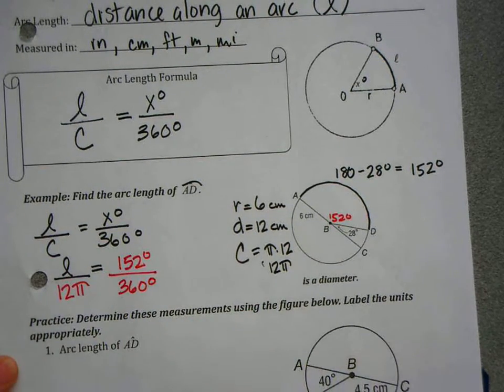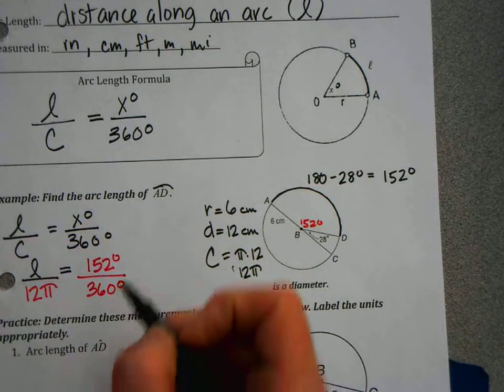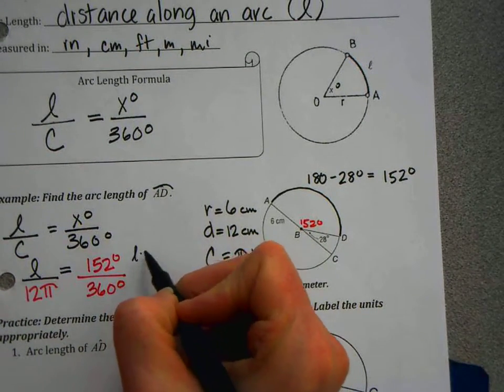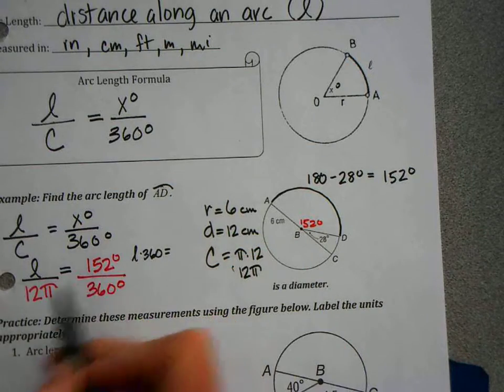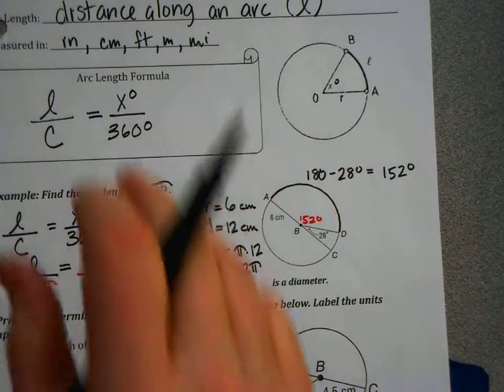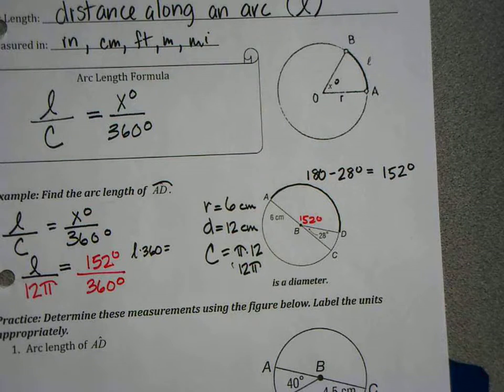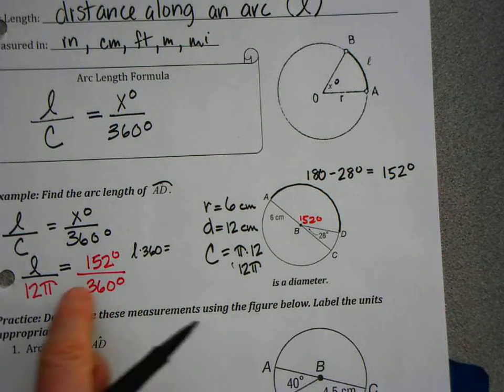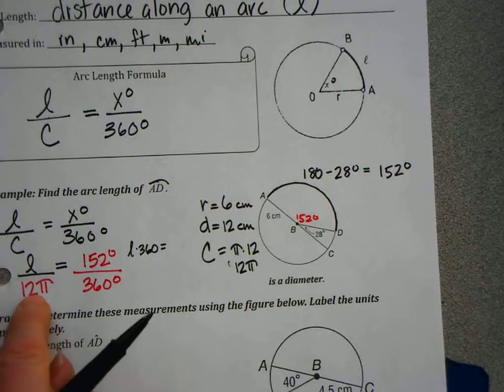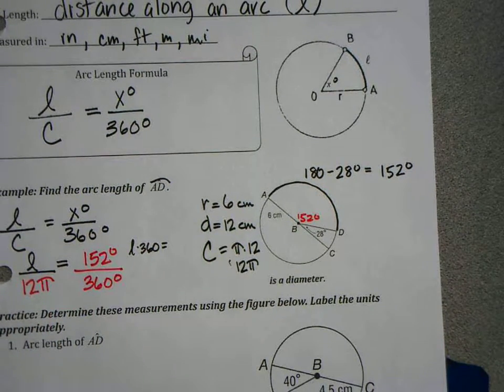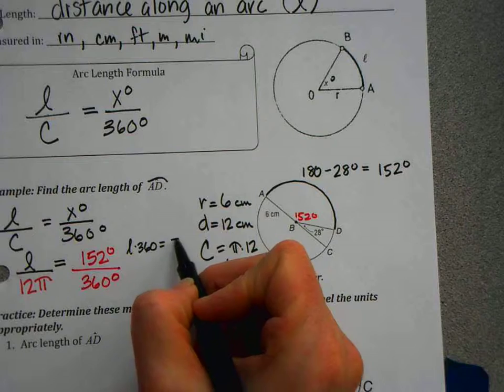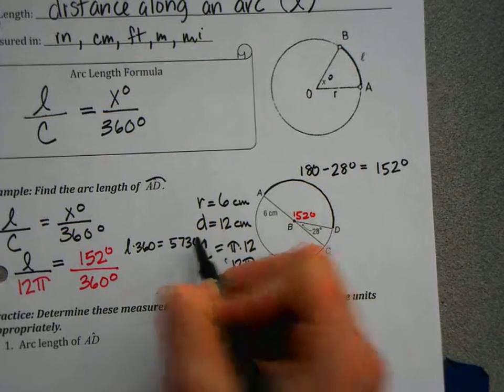And what do I do to solve it? It's a proportion. I cross multiply and divide. So when I cross multiply, I get L times 360 equals 152 times 12 pi. I'm doing that on my handy dandy calculator. So L times 360 equals 5,730. Just leave it at that.